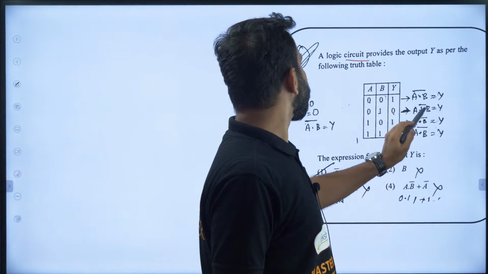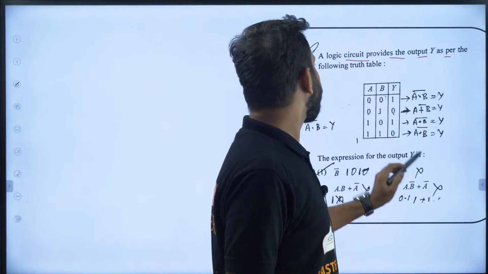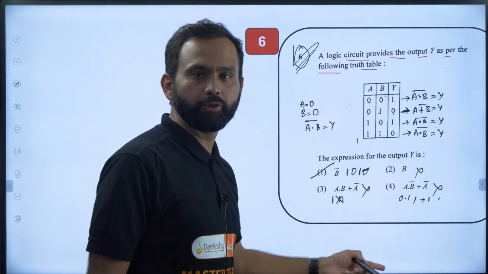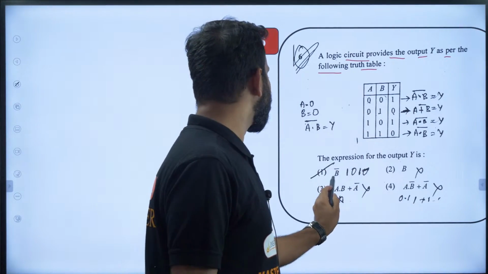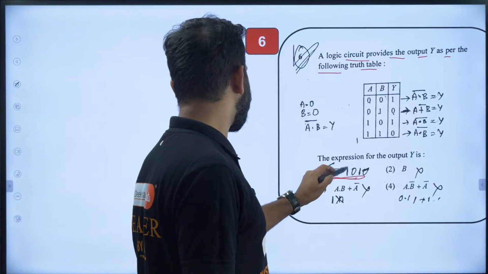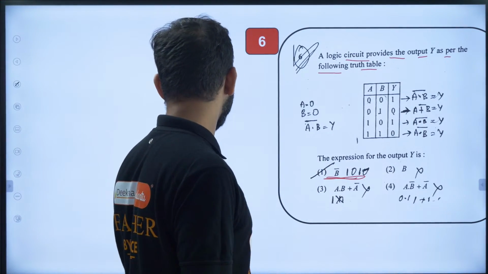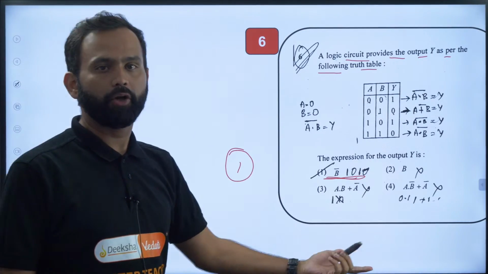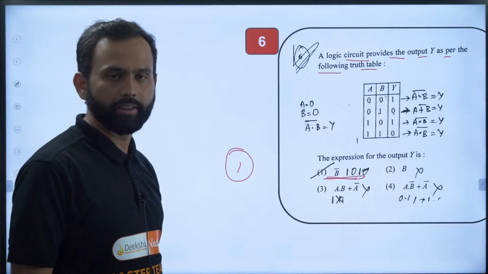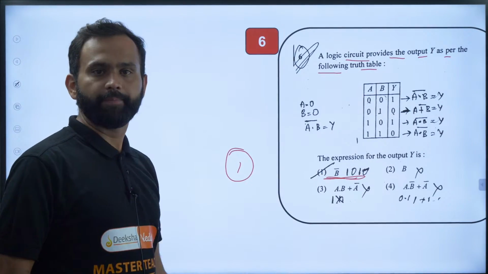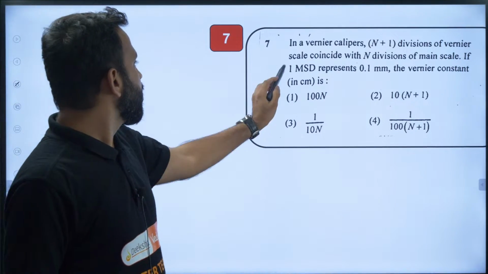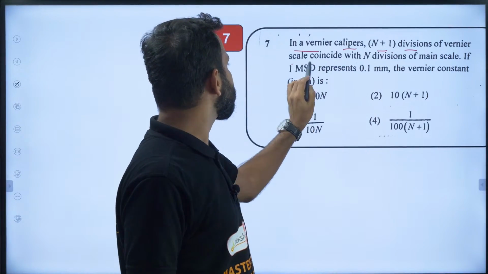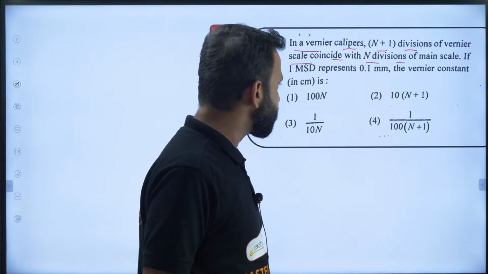Next question, question number 6. A logic circuit provides the output y as per the following table. They have given the table. Here you have to check every option. So the correct option is 1, B, complement of B. You have to check every option. You will get the first option. Question number 7. In a vernier caliper, n+1 divisions of vernier scale coincide with n divisions of main scale.